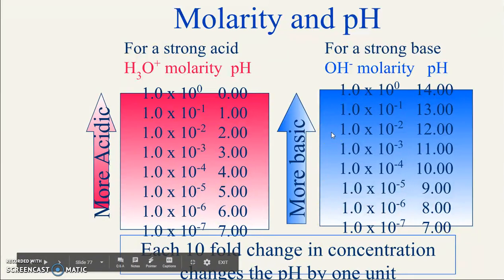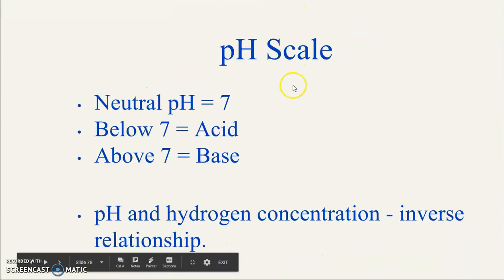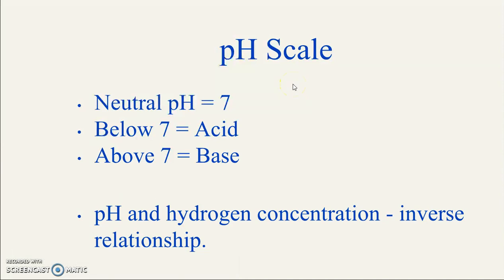So this just gives you a little bit of an idea of looking at the concentrations of these things. The numbers are going to matter, and the exponents are going to matter. So our pH scale, the neutral pH is a 7. Anything below a 7 is an acid, anything above a 7 is a base. So pH and hydrogen concentration have an inverse relationship.